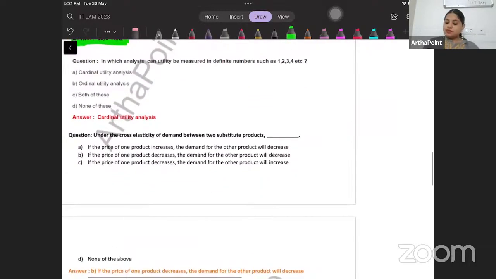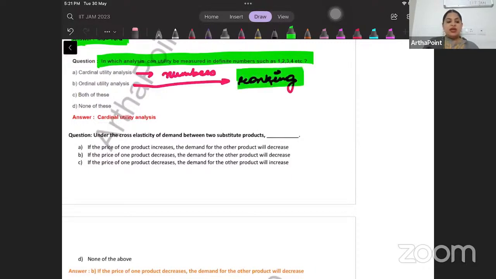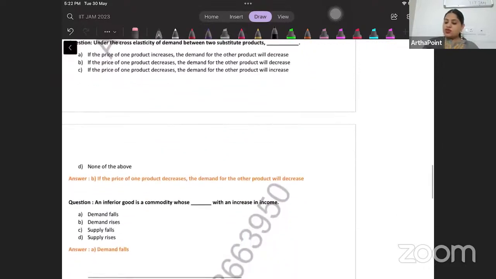Come to the next question. In which analysis can utility function be measured in definite numbers such as 1, 2, 3, etc.? How can we measure this in 1, 2, 3? Only if it is a cardinality concept. Cardinality is in terms of numbers. Ordinality is in terms of ranking. So if it is a cardinality concept, then we measure in numbers. If it is an ordinality concept, then we measure in ranking. So the correct answer to this question should be A. It is a cardinality concept. Okay, come to the next question, beta.